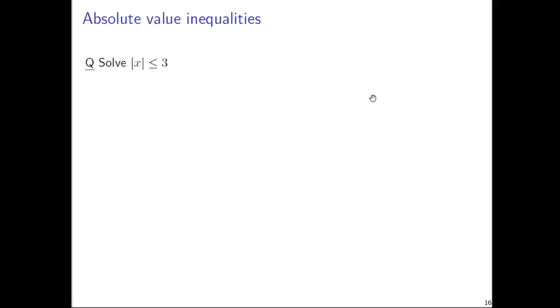Now we're going to take a moment to solve absolute value inequalities. So what does that look like? It's like this. You've got the variable inside absolute value, and you have an inequality symbol here. So let's solve absolute value of x is less than or equal to 3.